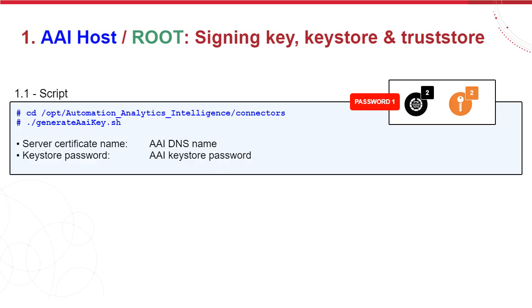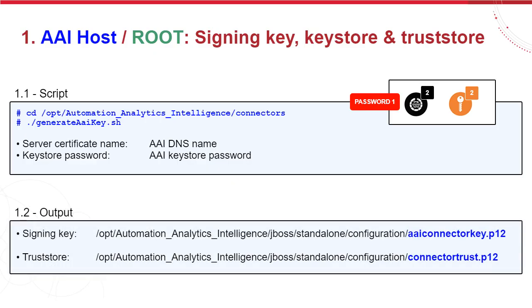We head to the connectors directory under the main file system. As root, we execute the script, generate AAI key.sh. The Windows version is .bat. We are prompted for a certificate name. This should be the AAI host or DNS name. We are prompted for a password. This should match the password assigned to the AAI key store. This generates two outputs, the AAI connector key and connector trust store. They are both found in the configuration directory.